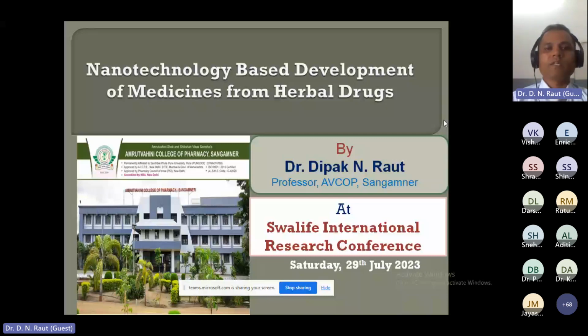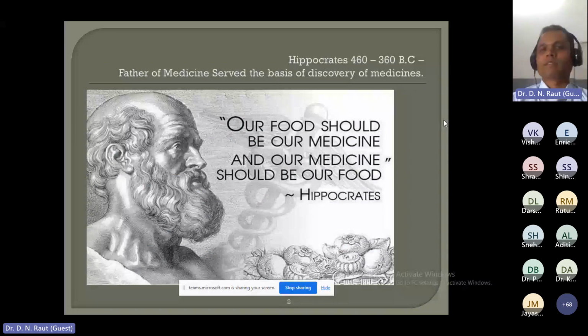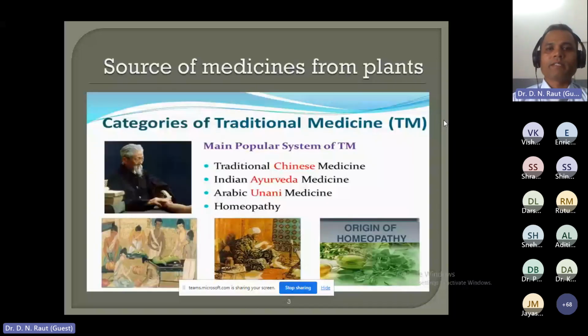So, inside of these herbal drugs, I would like to add some basic information about where we have started these herbal drugs. The quote from Hippocrates is, our food should be our medicine, and our medicine should be our food. So we have a lot of basic sources of medicines from plant sources, and it is from a traditional point of view, and there are different traditional categories from where we have started our medicines developed from the plant.